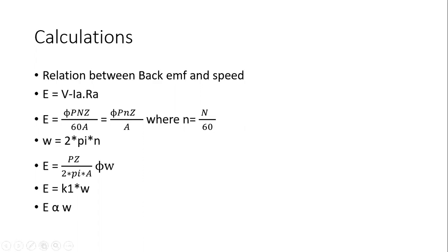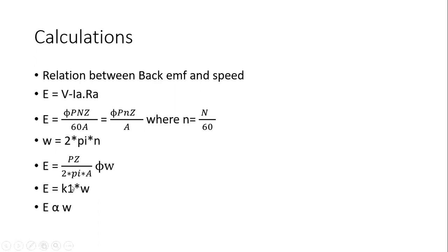So now, keeping this in mind, I can define the number of poles, number of conductors, number of parallel paths, and also the value of the flux as a particular constant here. Like I said, since it is a PMDC servo motor, the component of flux is going to be constant here. So let us define all of these constant parameters as a value K1.